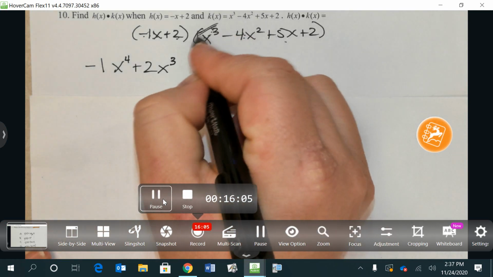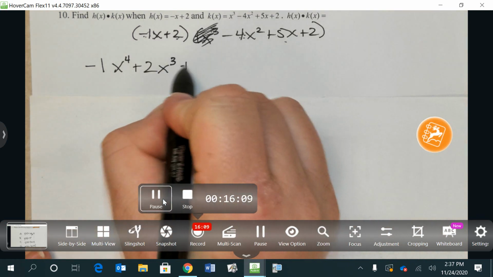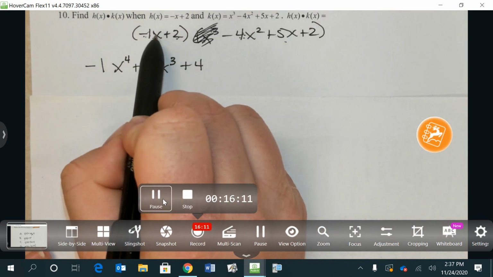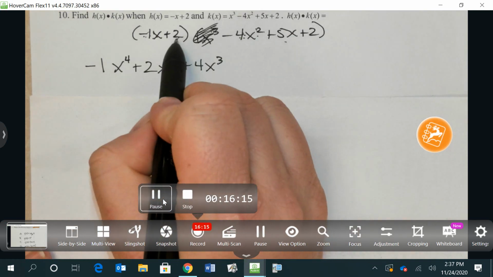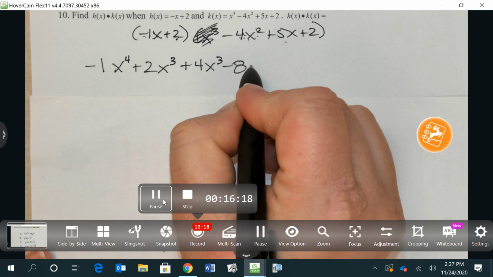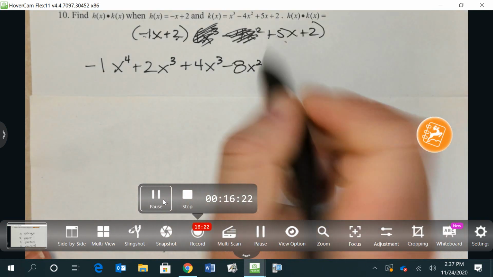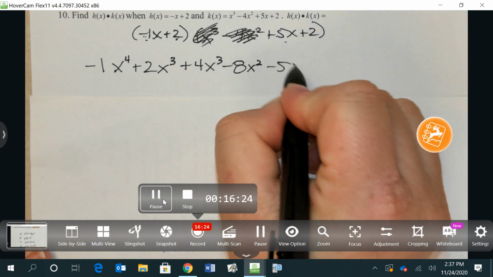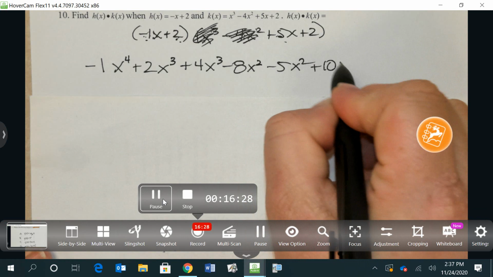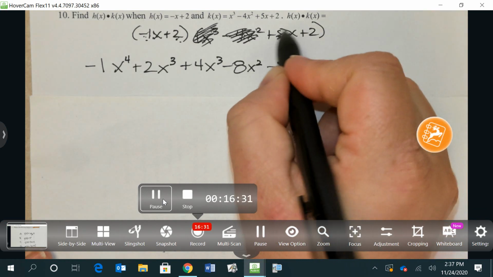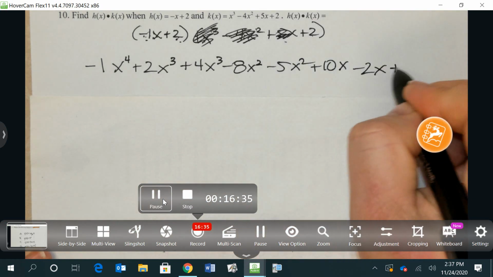Okay, so I've taken care of that. I'm going to cross it out so I don't get confused. Negative 1 times negative 4 is 4. There's a total of 3 x's. 1, 2, 3. And positive 2 times negative 4 is negative 8. And attach the 2 x's. Again, I'm going to cross this out so there's no confusion. Negative 1 times 5 with 2 x's. 1, 2. And 2 times 5 is 10 with 1 x. Negative 1 times 2 is negative 2 with an x, and 2 times 2 is a 4.